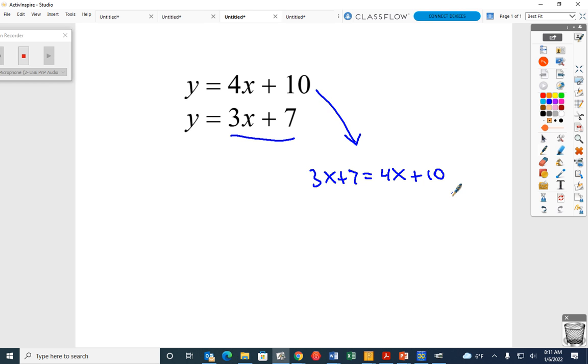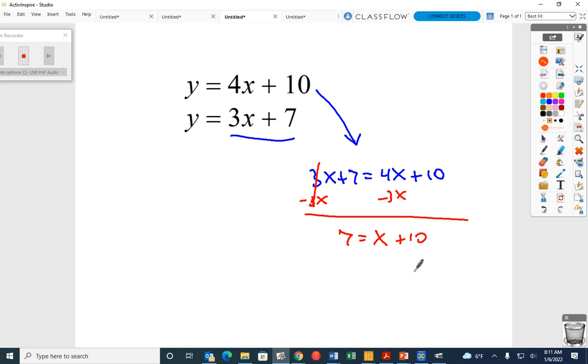Yeah. Okay, so now we need to get rid of one of these x's. Well, which one has the lower coefficient? 3 or 4? 3. Let's get rid of 3, okay? So if I subtract 3x from here, what do I also have to do over here? Those cancel. What's left? 7 equals, what's 4x minus 3x? 1x, and what's another way of writing 1x? x. Bring down this plus 10.